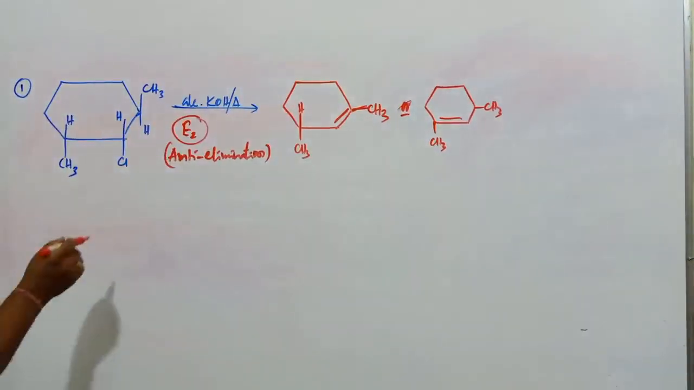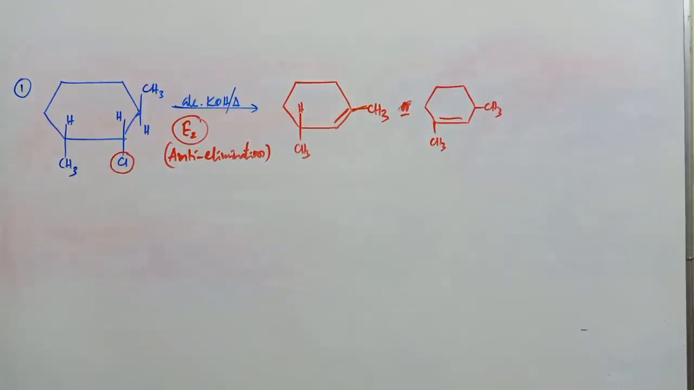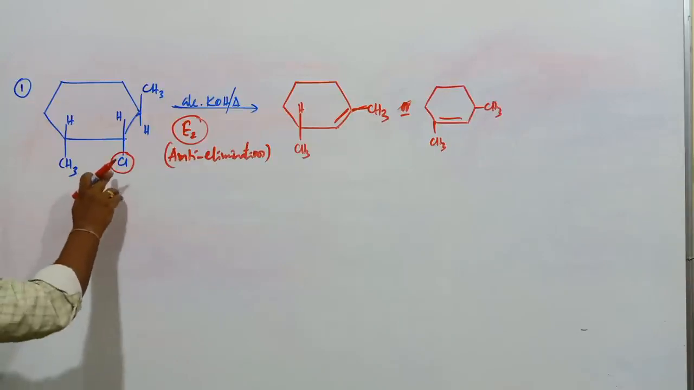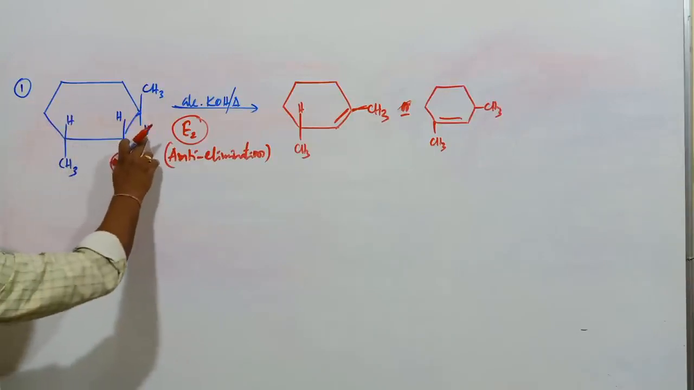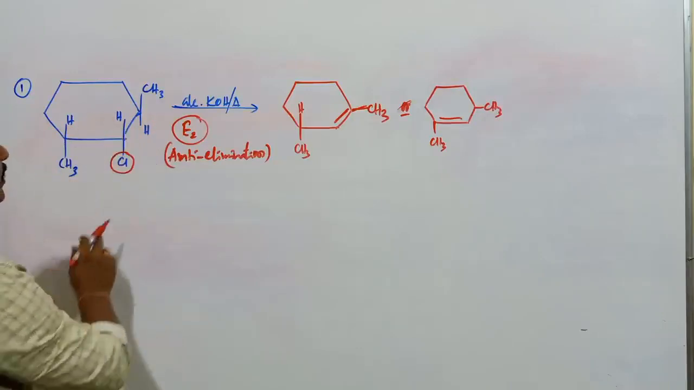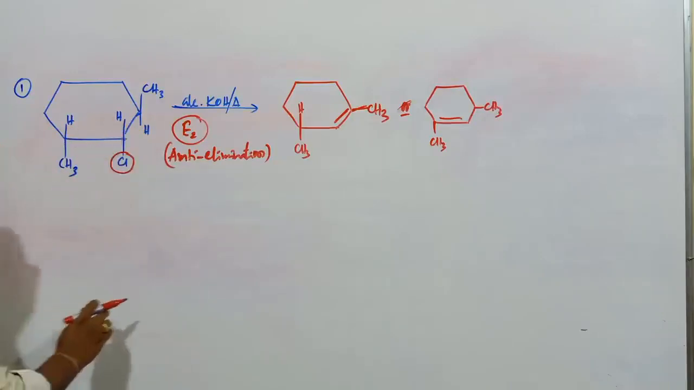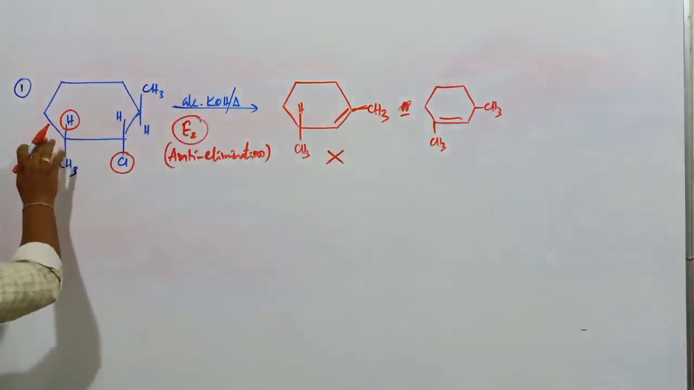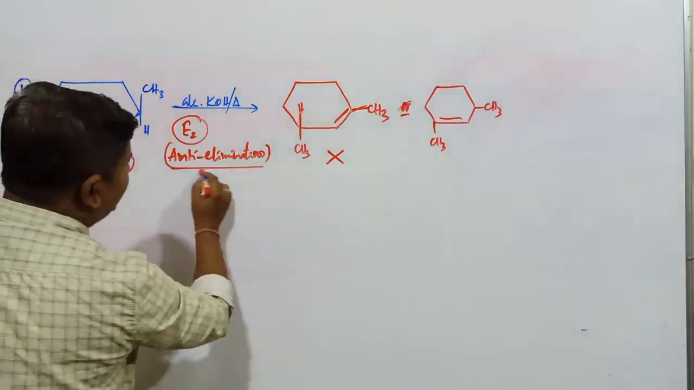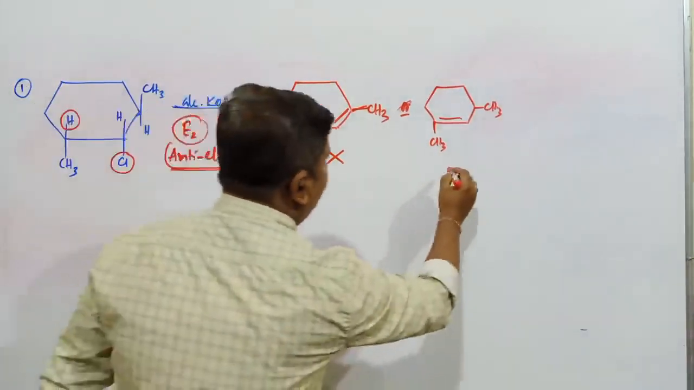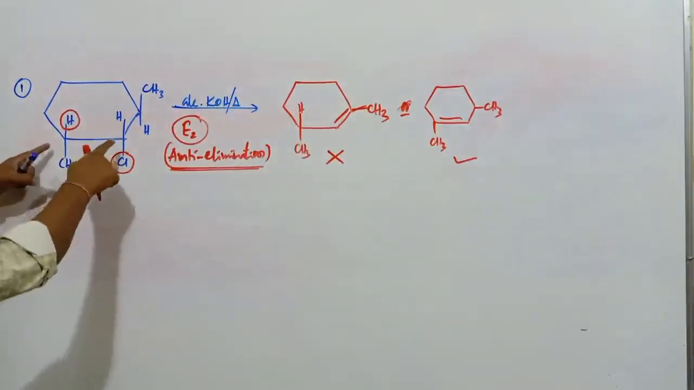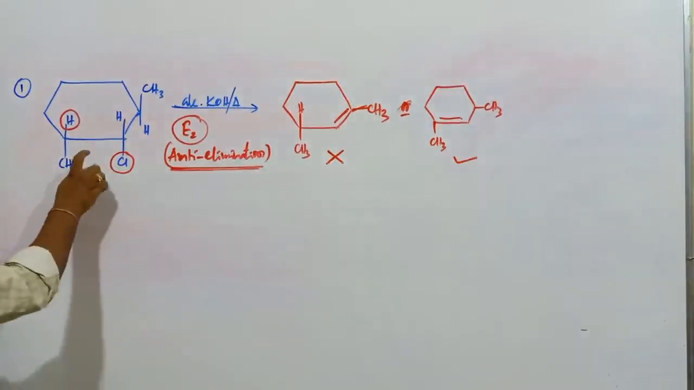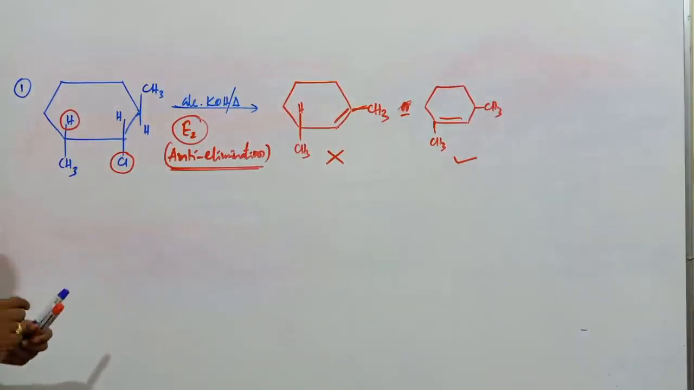Very clearly you observe that elimination of the halogen takes place, no doubt about this. In anti-elimination, the hydrogen is eliminated from the opposite side. This hydrogen atom is on the same side, so it is not eliminated, and the compound cannot be this one. The hydrogen is eliminated from this carbon atom. Since it is an anti-elimination, the double bond forms between these two carbon atoms, not between those two carbon atoms. So this is the product obtained in the dehydrohalogenation of this particular compound.